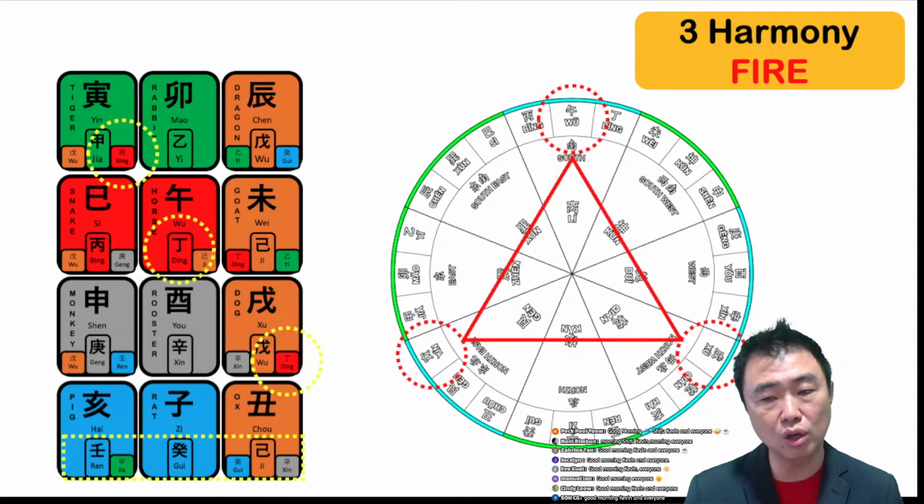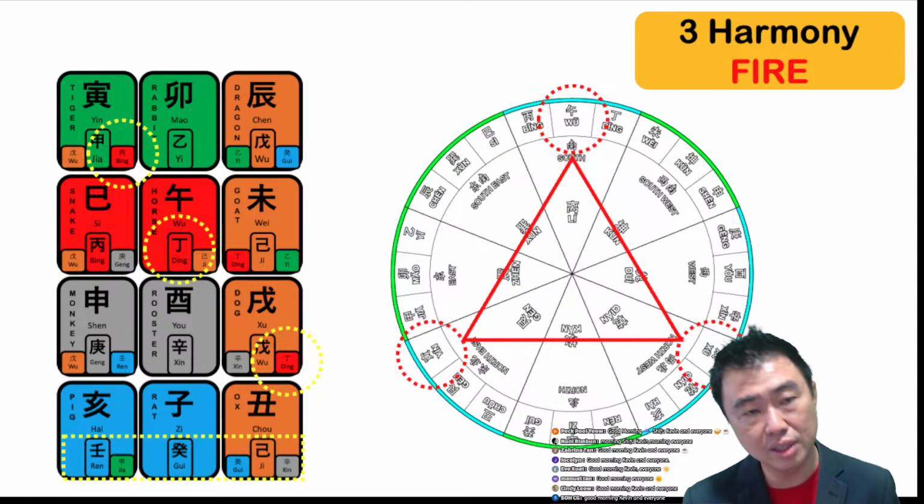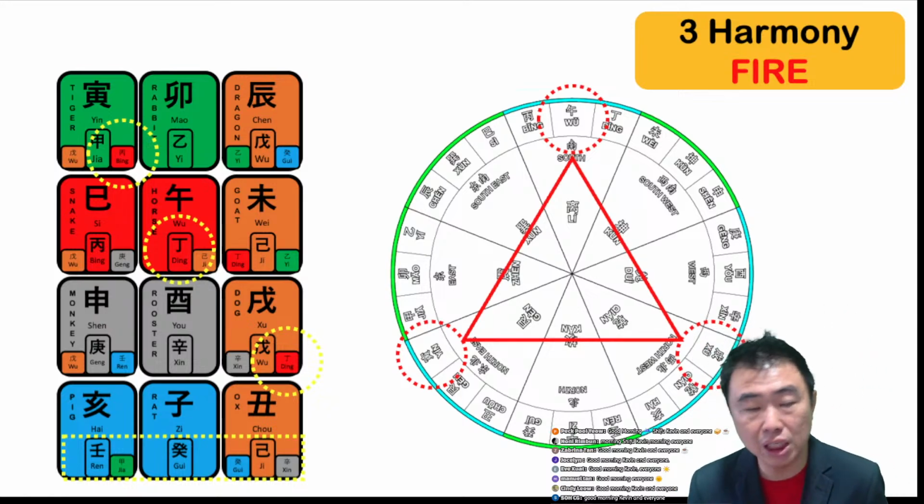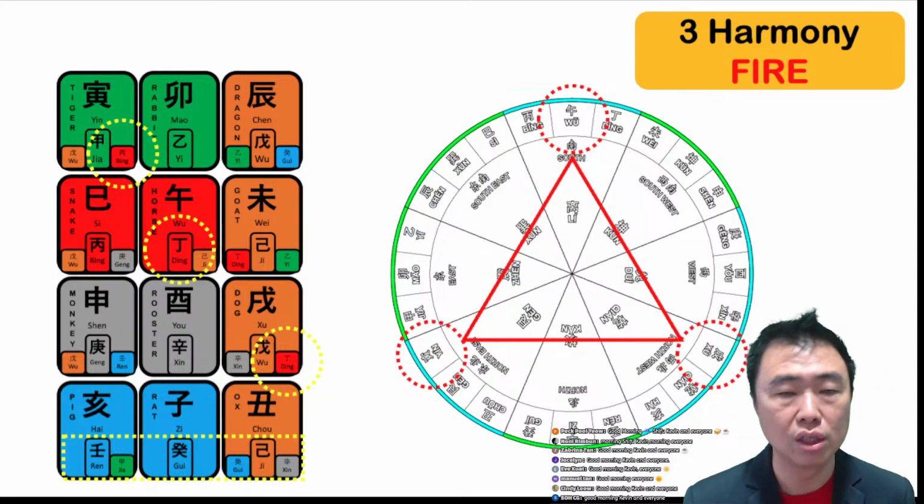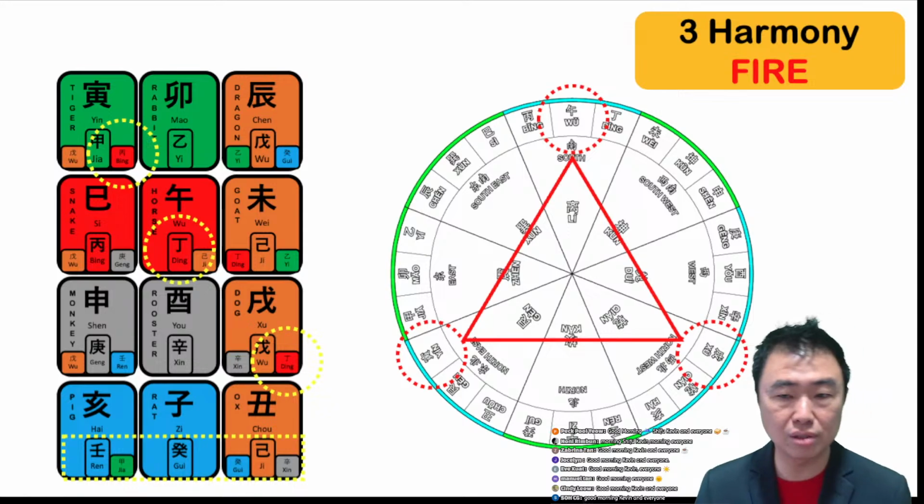So the snake, the horse, and then the goat belong to the summer season, right? And then the monkey, the rooster, and also the dog, they belong to autumn, right? And then finally winter is basically the pig, the rat, and also the ox, right? So that's basically the season.